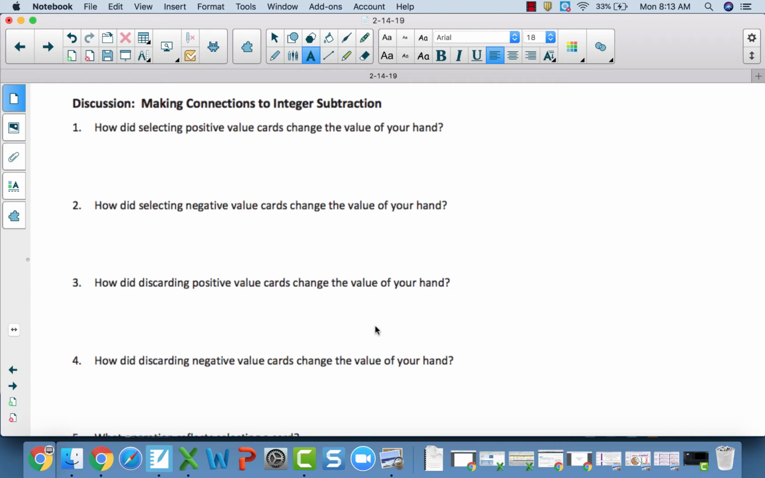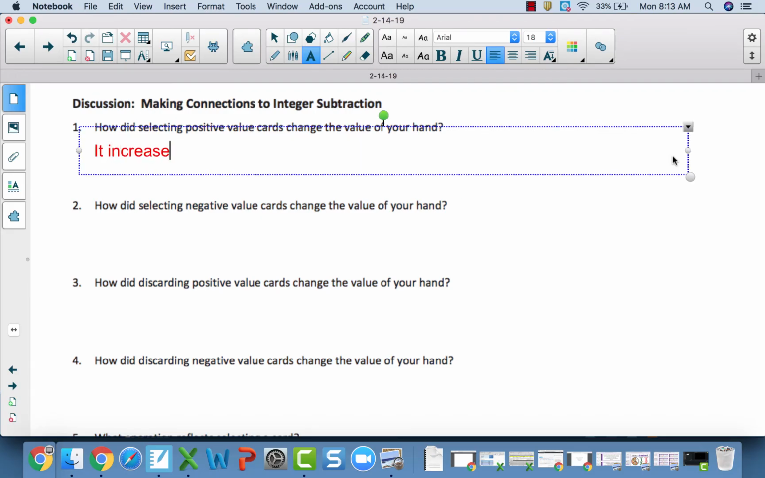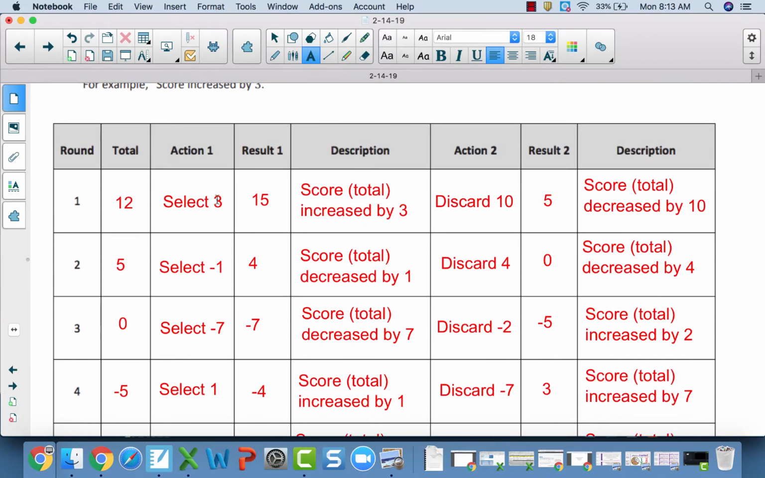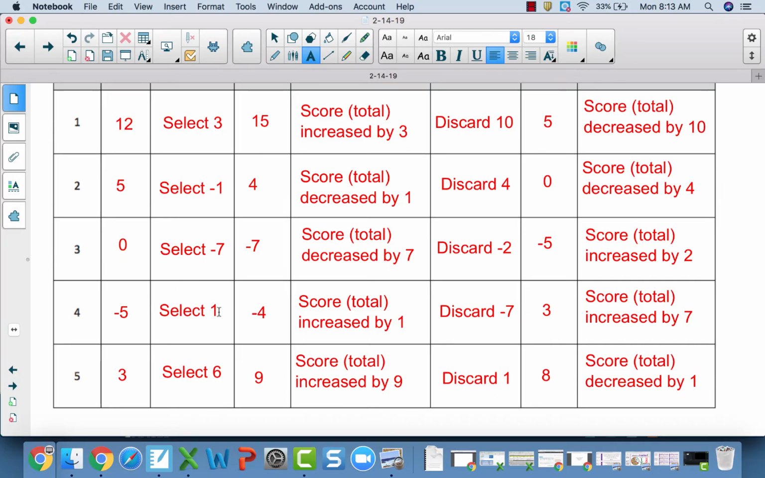Now, how did selecting a positive value card change the value in your hand? So it increased, and I'll underline increased, the score by the value of the card. So if we go back, if I selected a positive 3, it increased my score by that amount, right? If I was at negative 5 and I selected 1, it increased my score by 1, and so forth.